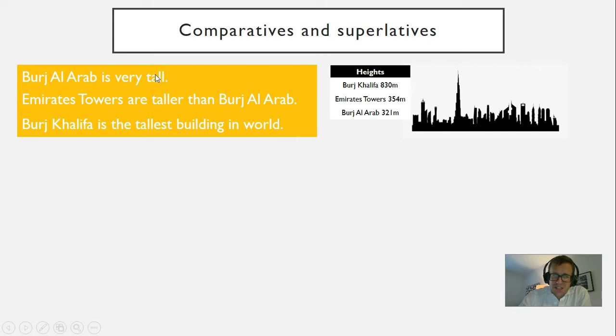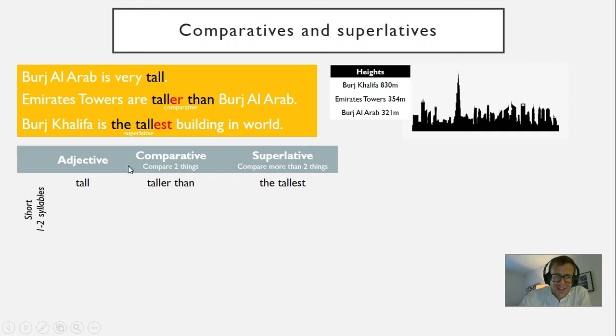So you will have seen these adjectives before, and this just looks at them. So we have tall, taller than, the tallest. So these are comparatives and superlatives. So what is a comparative? A comparative compares two things. Emirates Towers, Burj Al Arab. It's comparing the two buildings. So we can say taller than.